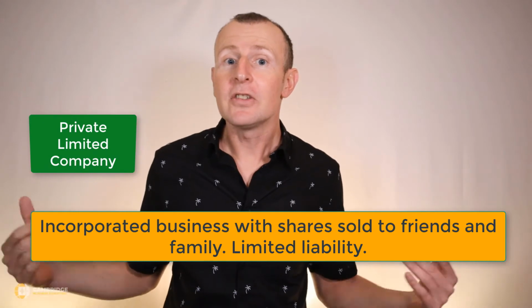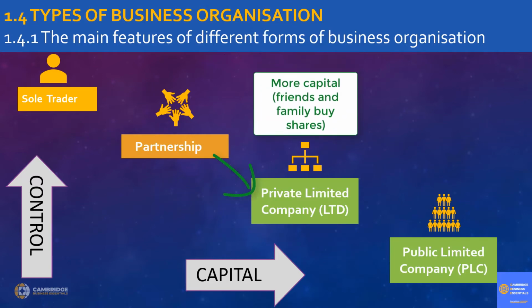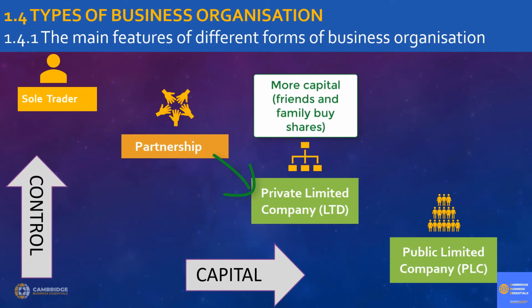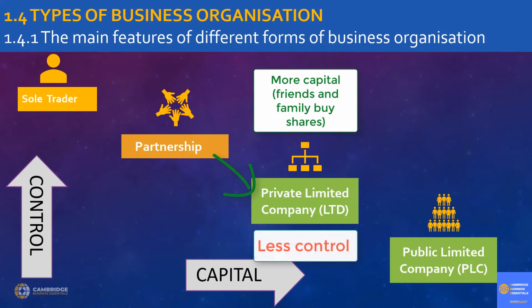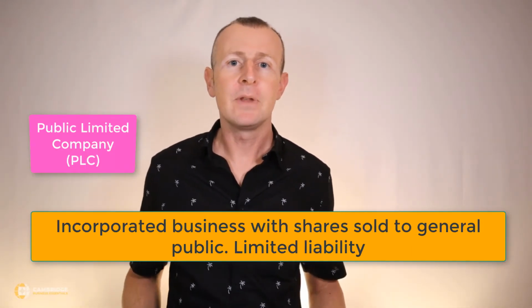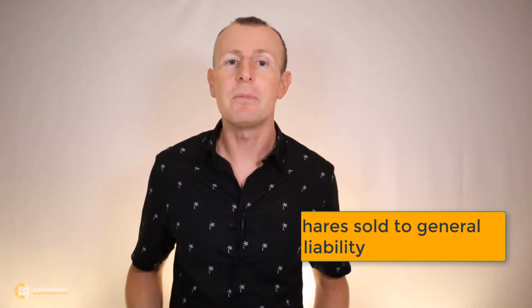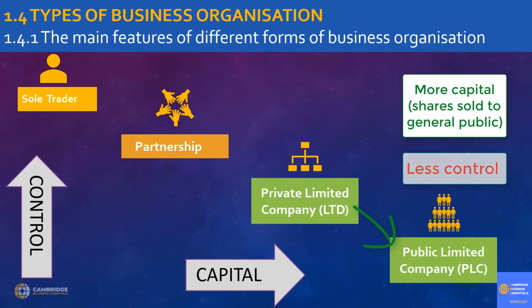If the partners start to further expand, they can consider a private limited company. This will allow further investment, usually from friends and family, but less control in how the business is run, as the new investors will also have an input into decision making. The final step is changing to a public limited company. Much more capital can be raised as shares can be sold to members of the public, but shareholders also have a greater influence over decision making.